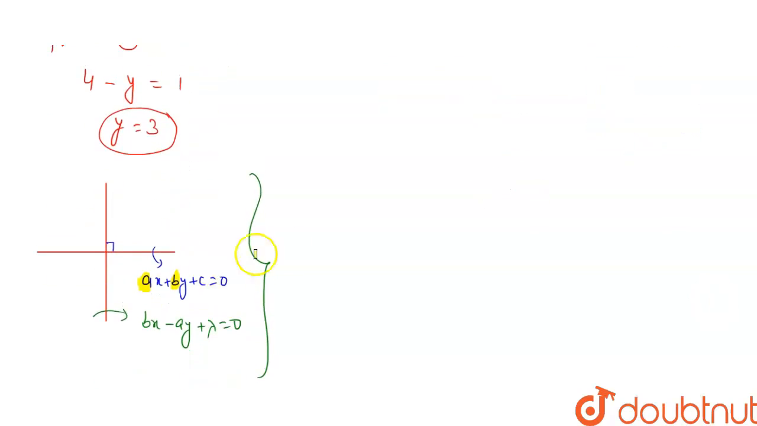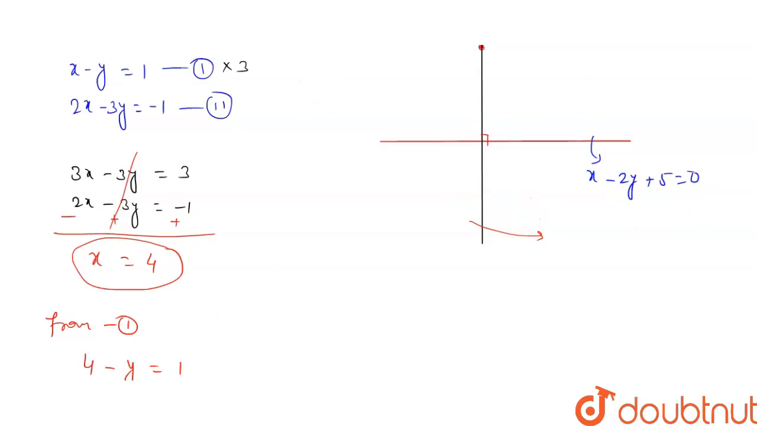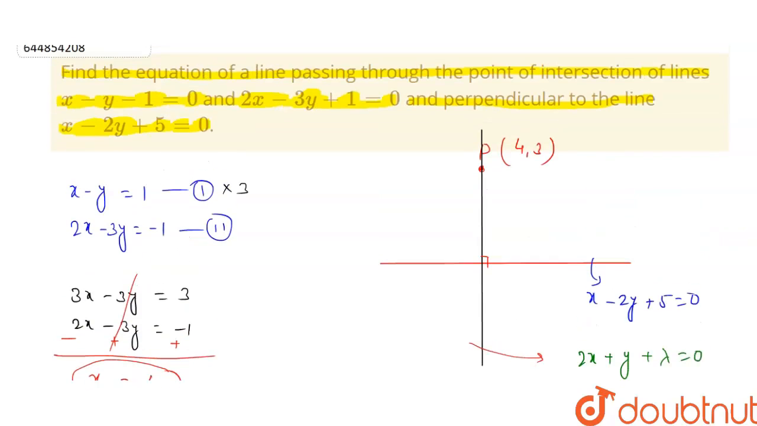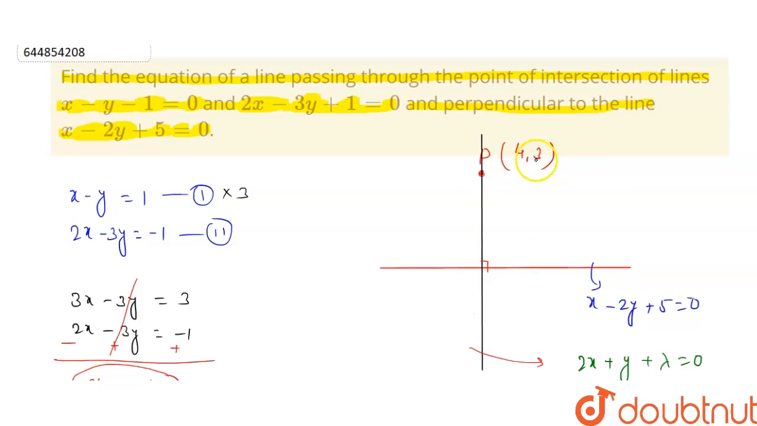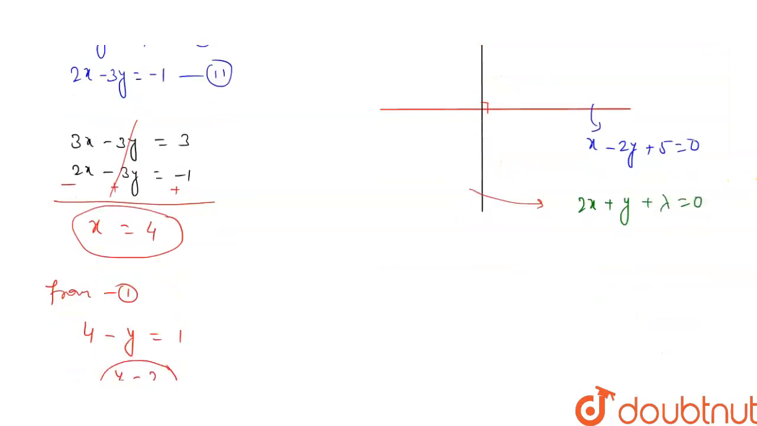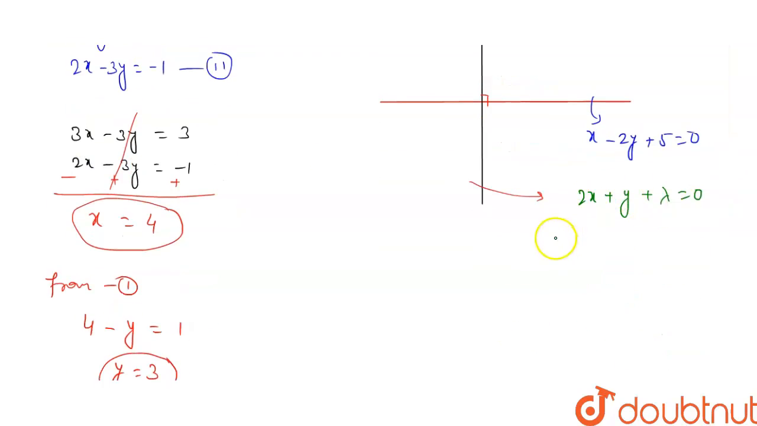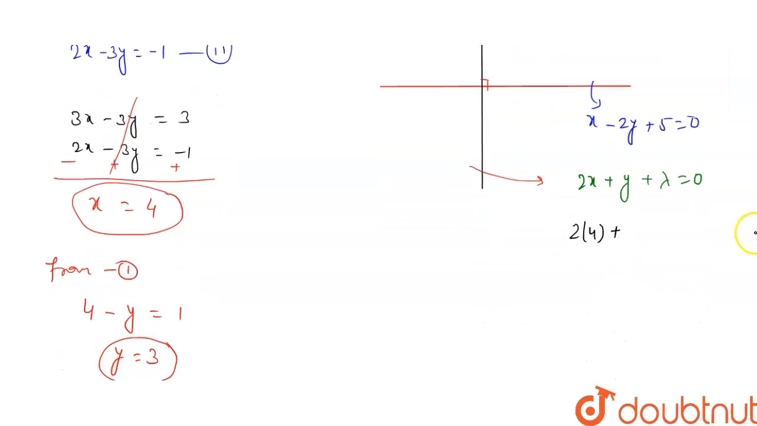We will apply this concept here. So the equation of this line will be, according to that concept, interchange the coefficients of x and y, which gives 2x and y, and change the sign. This is minus, so this will be plus, plus lambda is equal to 0. We know this line will pass through the point 4 comma 3, so this point will satisfy the equation. Put 4 comma 3 in this equation: 2 into 4 plus 3 plus lambda is equal to 0. It means 8 plus 3 is 11, so lambda will be minus 11.